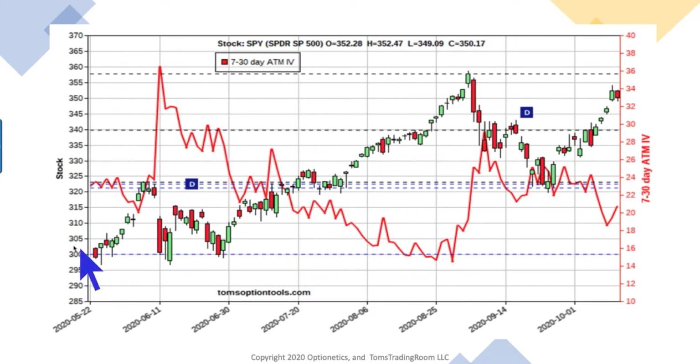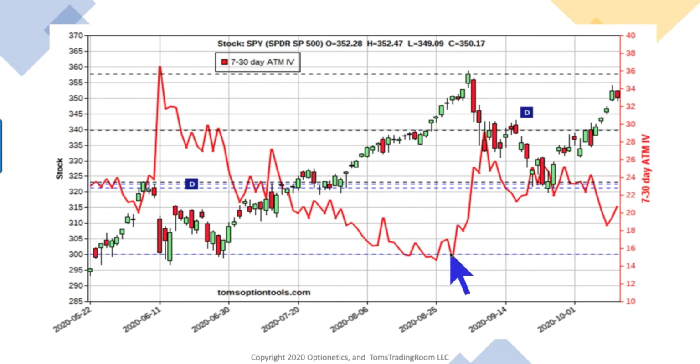And if you notice, left hand is the stock price, right hand is the actual 7 to 30 day at the money IV for SPY. So we actually chart and we build models on each stock's implied volatility number, so we can see whether the stock is expensive or cheap. And if you're looking at SPY as of this chart, you might be looking at this and saying, all right, where's the cheapest it's been? Down here around 14. Call it 15. Where's the most expensive it's been in the last 100 days? Well, all the way up here on June 11th, and that was when we were at 36.